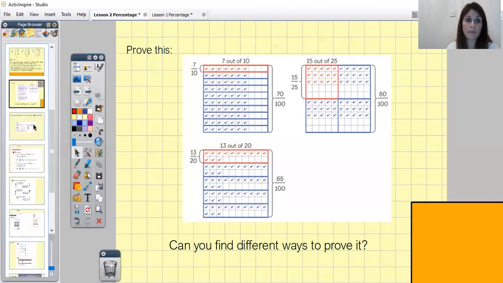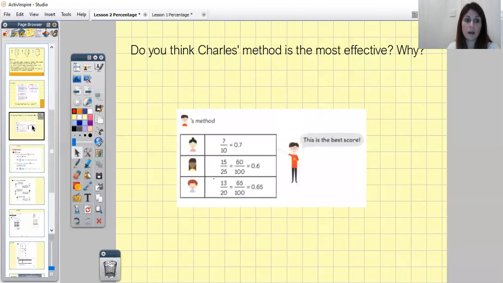Okay, right. One quick thing to think about before we move on to our guided practice. So this is Charles's method. So Charles has said that 7 tenths is equal to 0.7. He said that 15 over 25, he's found that equivalent 60 over 100, which he knows that he can convert to 0.6. And then he's done the same for Elliot. And he has said, therefore, that Ruby's is the best score.